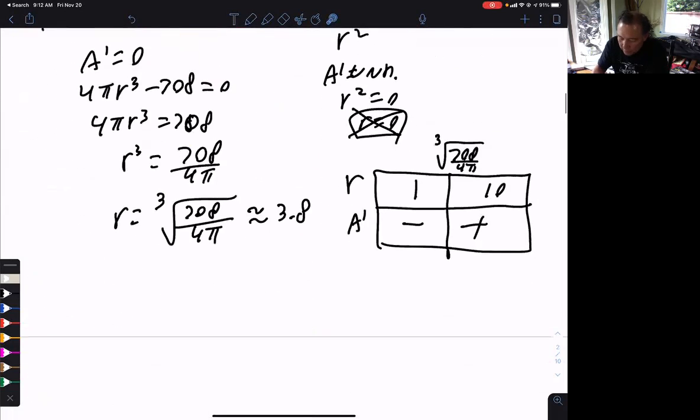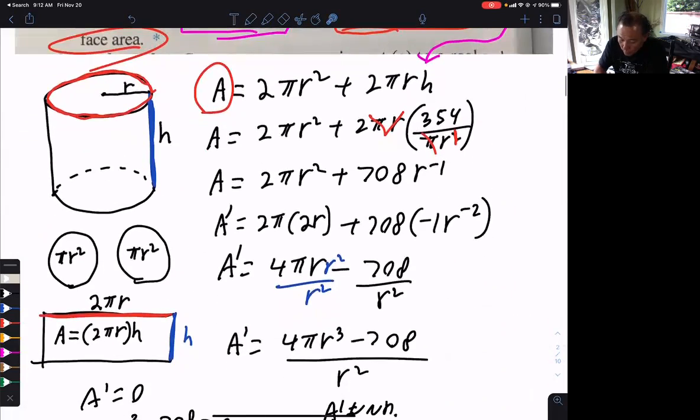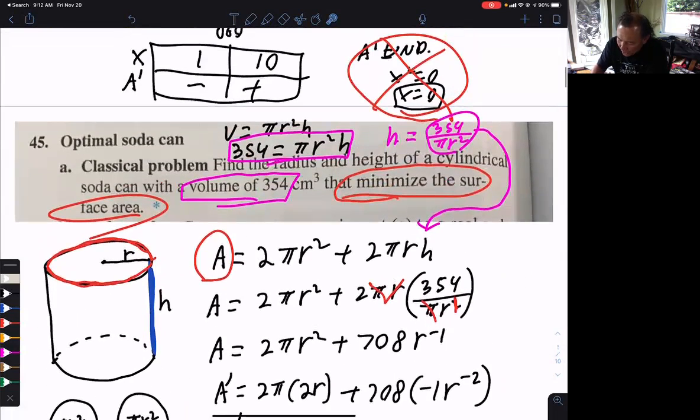So we found the radius. Here's what our radius needs to be. What's our height have to be? Well, to find the height, we use this formula. I'm going to use a different color here. This is our height formula. We know the radius, plug that in there, and you can get the height. And that's the answer. And that is number 45.